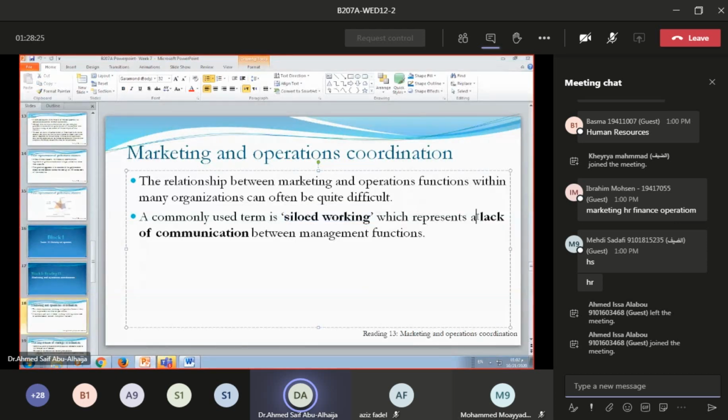So what do we have? A problem in the communication. We have a problem because once you see silo, silo means alone, okay? You are not actually communicating with other departments. You don't have some synergy.